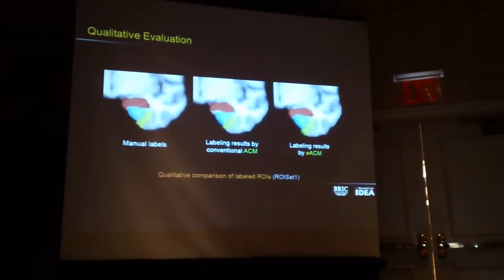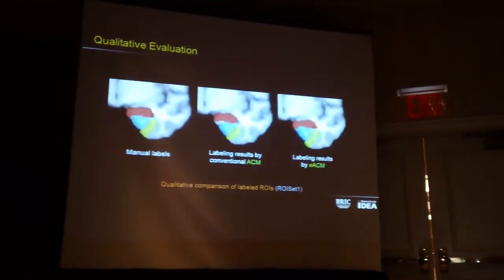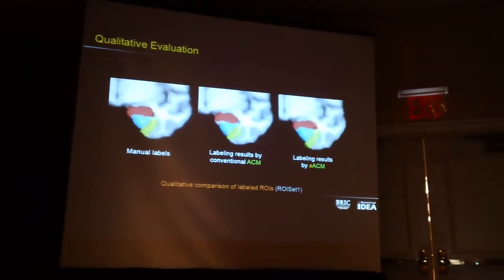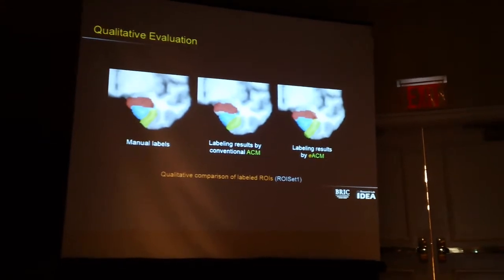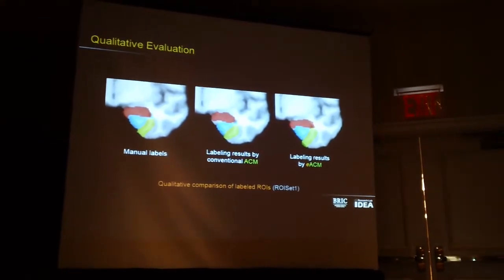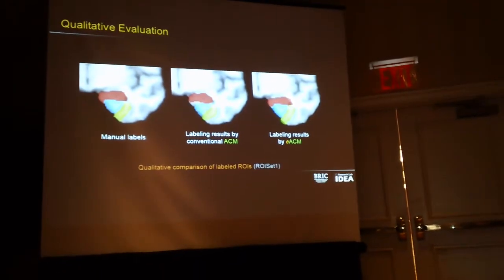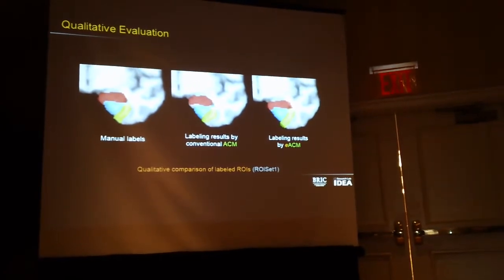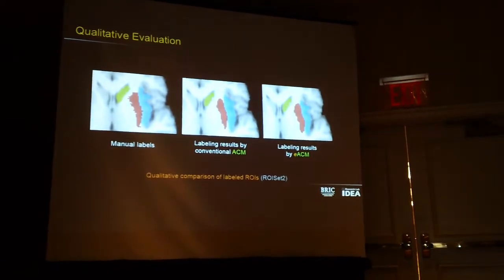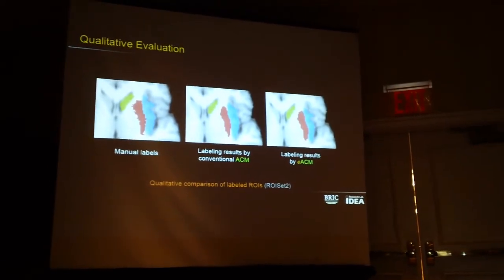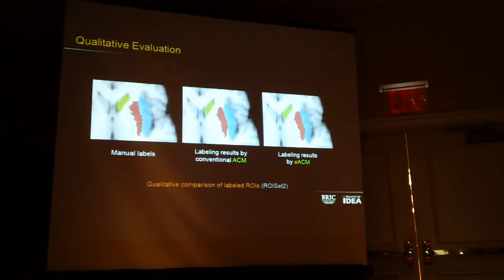The first figure is the manual labels, which are the ground truth, and the second figure is the labeling result by conventional ACM. The third figure is the labeling result of our method. We can see our method is better, especially in the area near the boundary of the red region and blue region. This is the result on group 2. We can get the same conclusion. If you look at the blue region, you can see our result is much better.